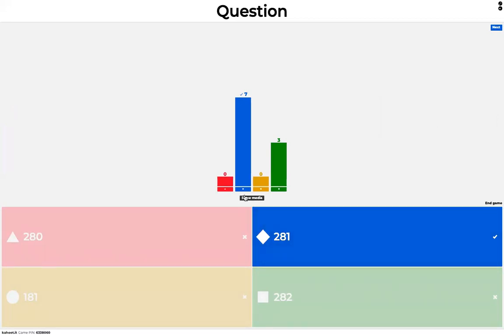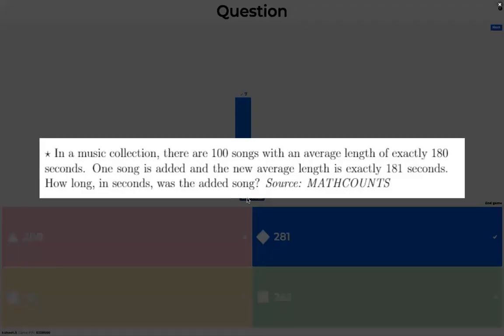Okay, any questions about this one? Kind of just have to do some multiplication.